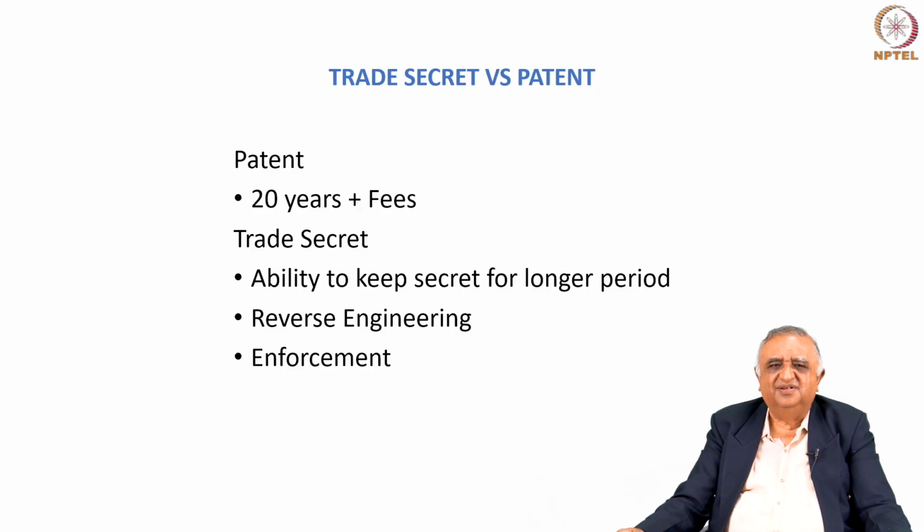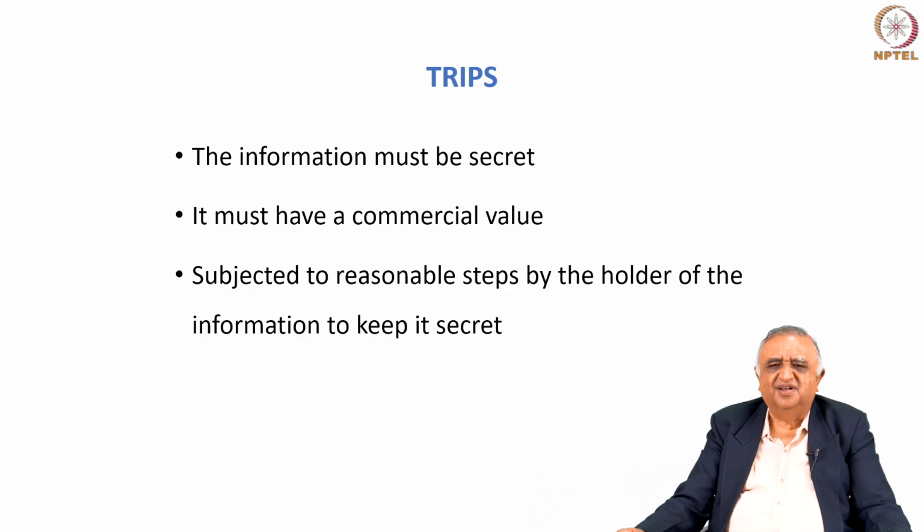Normally, if it is not easy to reverse engineer, it is a kind of process information you like to keep as a trade secret. TRIPS, an international agreement called Trade Related Intellectual Property Rights, says that for any information to qualify as a trade secret, the information must be secret, it must have a commercial value, and it must be subjected to reasonable steps by the holder of the information to keep it secret.